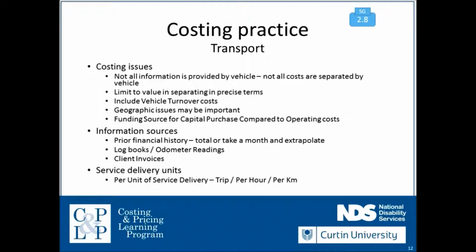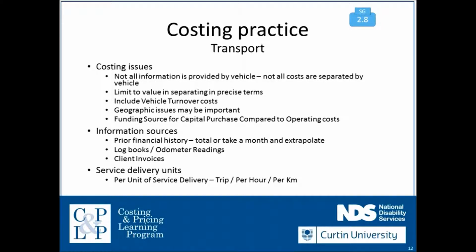Speaking of transport, let's have a look at transport now. Transport is also a major cost for organisations, and motor vehicles generally are also a significant cost. Remembering again that you need to look at these slides in the context of the macro case study and the study guide, particularly in the costing and pricing learning program.